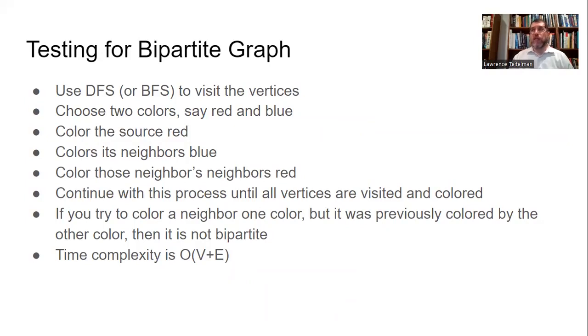If at any point we can't color a vertex because we want to color it red, which is the opposite, but it's already adjacent to something else that's red, then we have a problem. So that's the second last bullet here. If you try to color a neighbor one color, but it was previously colored another color, then it's not bipartite. Why? Because that means it's adjacent to a red and it's adjacent to a blue. It can't be, it's got to belong to one set or another. So if it's adjacent to a blue, it needs to be in the red camp. But if it's adjacent to a red, it needs to be in the blue camp. That's a problem. So it can't be bipartite.